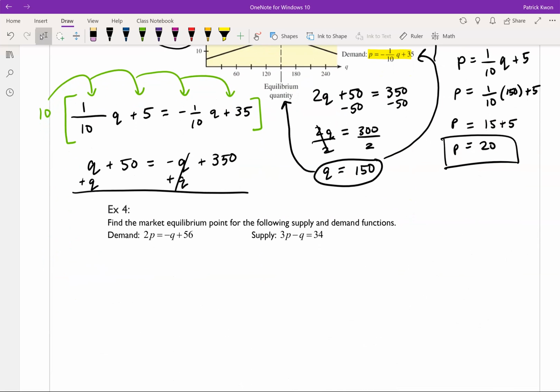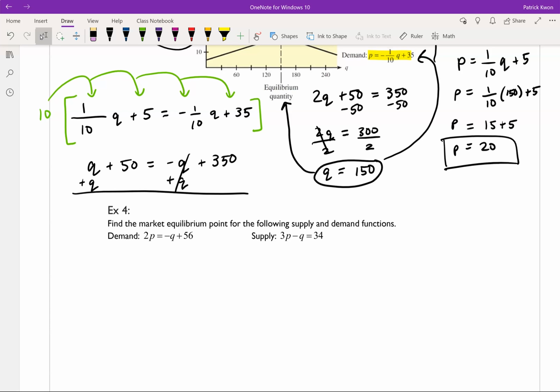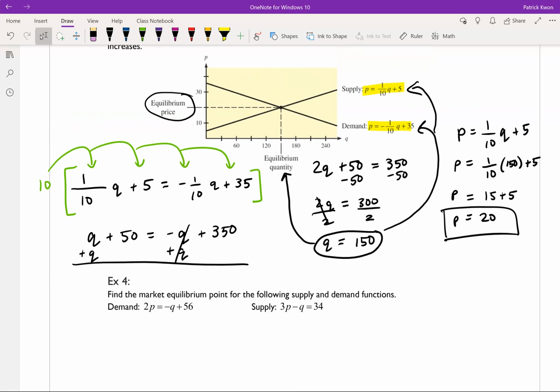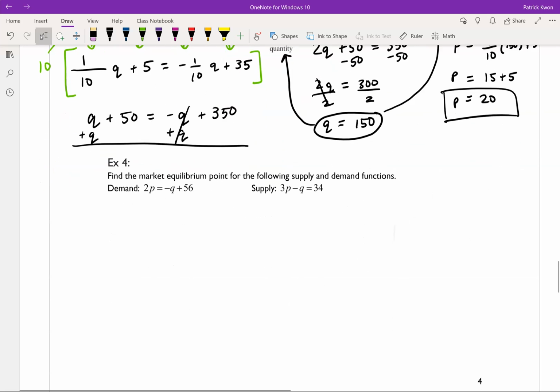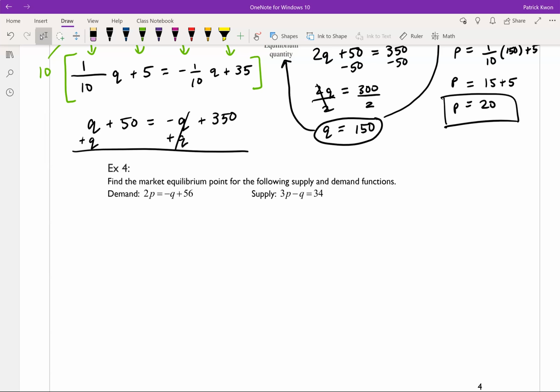Okay, and this example is very similar. Example 4 says, find the market equilibrium point for the following supply and demand functions. Notice, though, this one is a little bit different because in the previous example, both of the equations were already solved for P, and this one is not solved for P. So I'm going to go ahead and solve for P in both of the equations so that we can set them equal to each other.